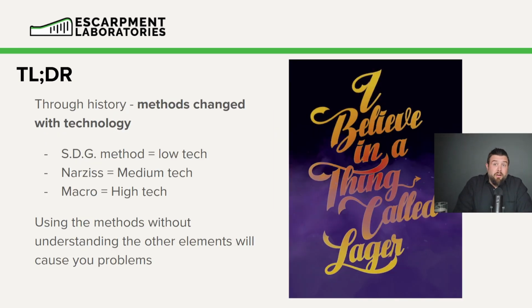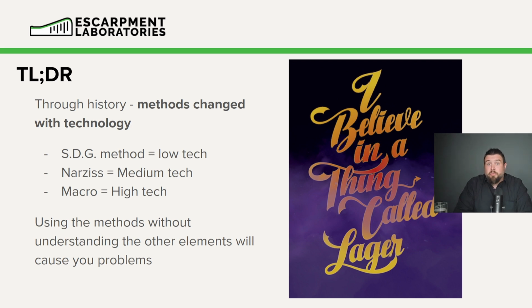Over time, as technology has changed, methods and standards have upgraded along with it. When we have our S.D.G, our classic Czech method, we were pretty low tech. There wasn't a lot of technology associated or even available with brewing. As we started seeing people like Narziss come out, we started having more tech, kind of a standard level of technology that we'd associate with today.